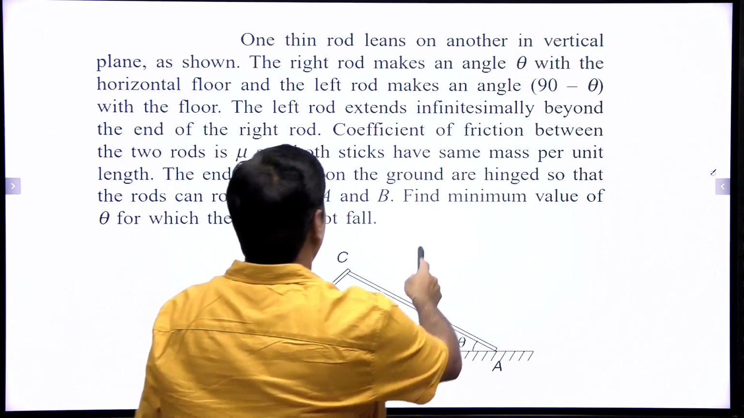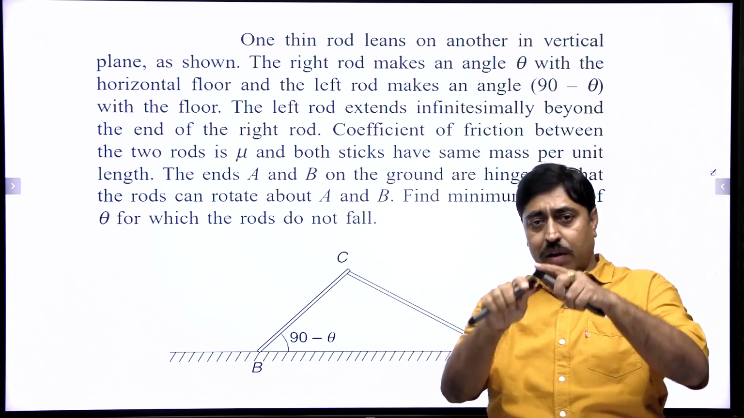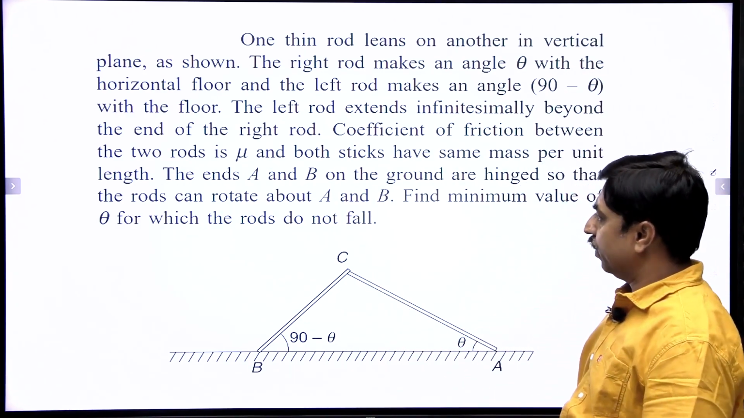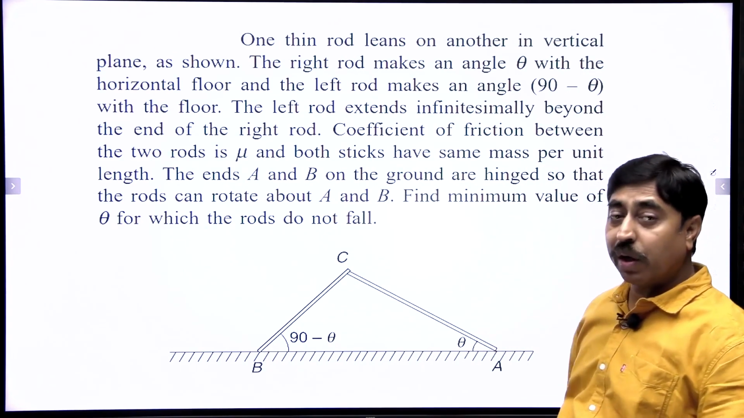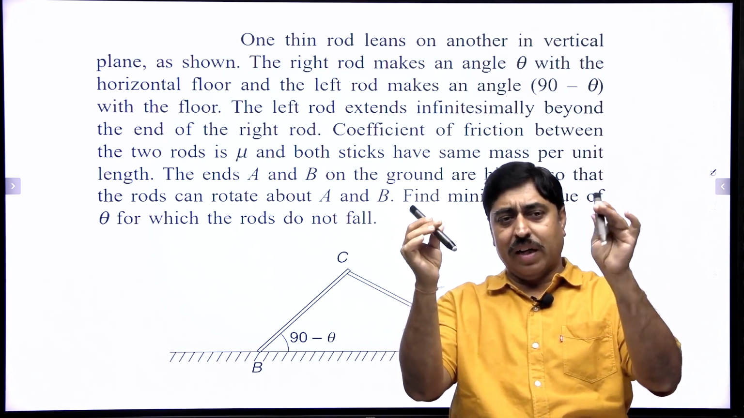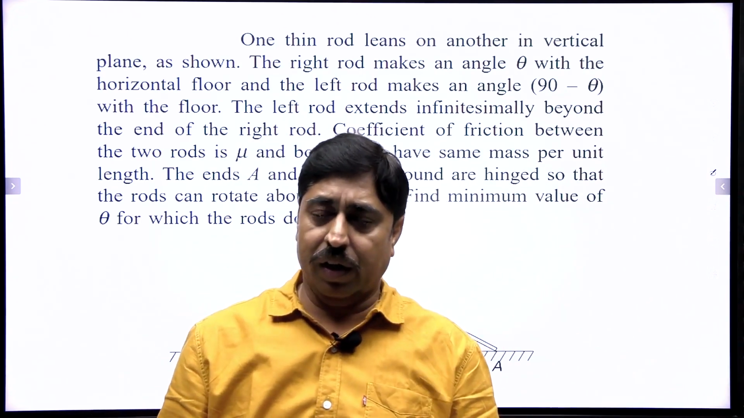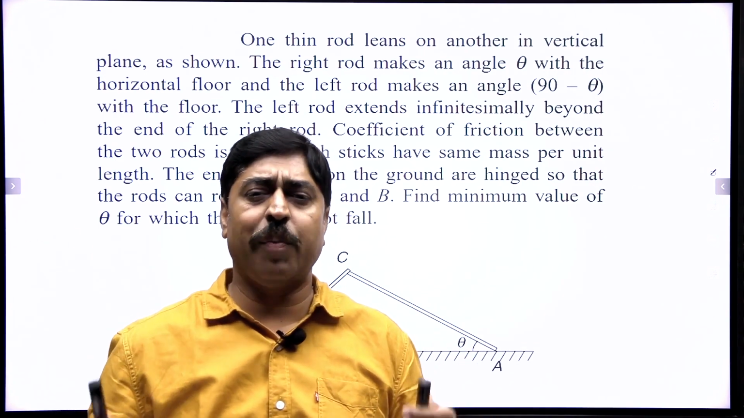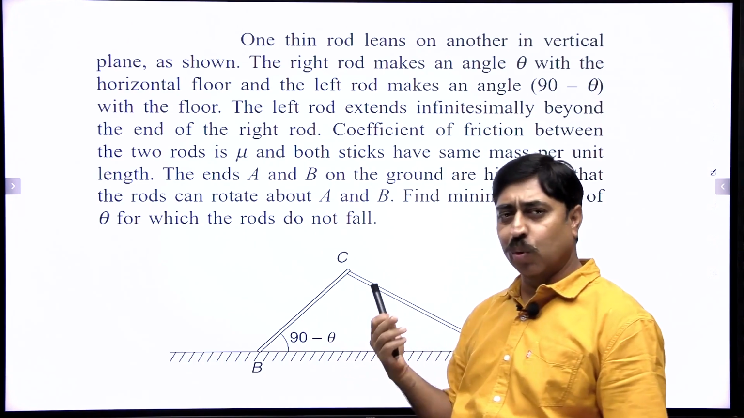And the coefficient of friction between the two rods is mu, and there is a friction between two rods, and coefficient of friction is mu, and both the rods or sticks have same mass per unit length. They have uniform cross section, they are made of identical material. So mass per meter length of both the rods or both the sticks is same.